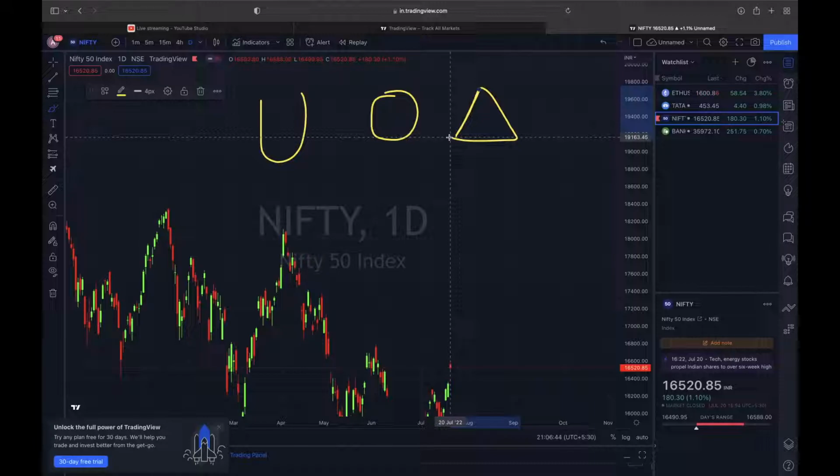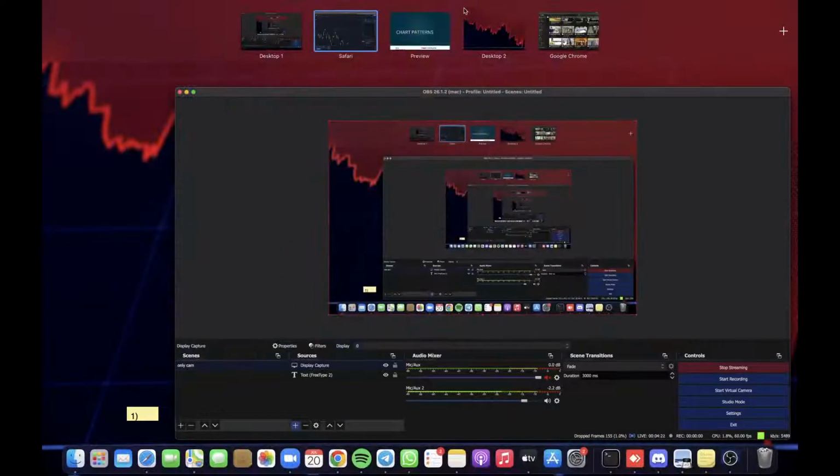I hope you can draw the shapes. So this is what basically happens. We draw all these shapes and then we make some money. This is what basically it goes through. So let's learn the basics first. Basics is, guys, chart patterns.